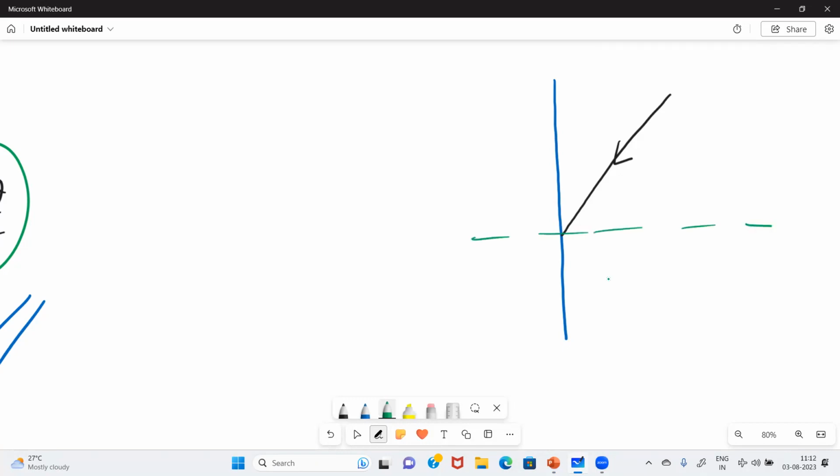What is this line? The line which I've drawn with green ink. What is it? Normal to the plane. Normal to the wall. Let us say this line makes an angle alpha with the normal to the plane or the wall.